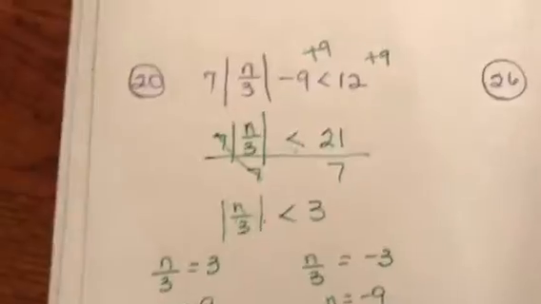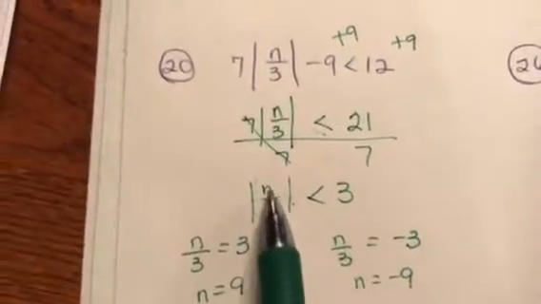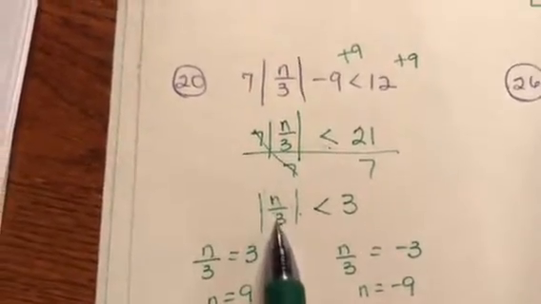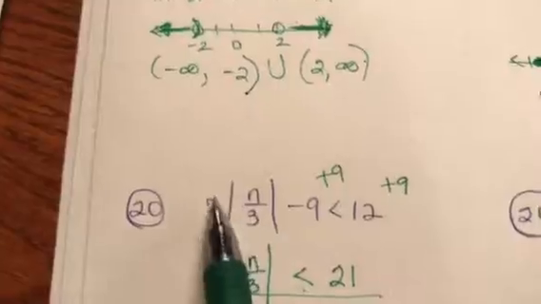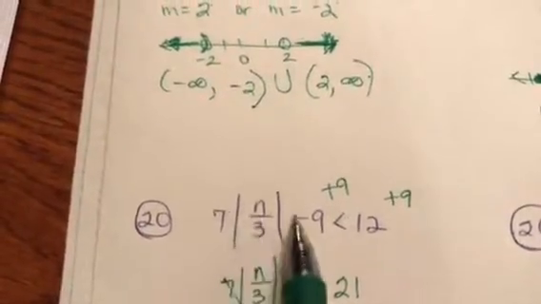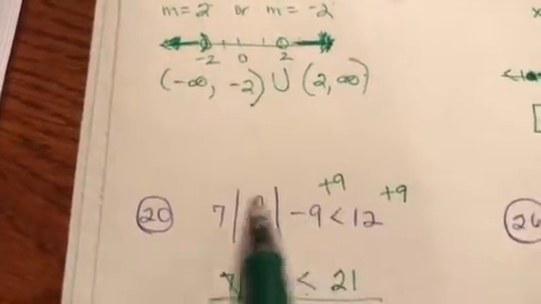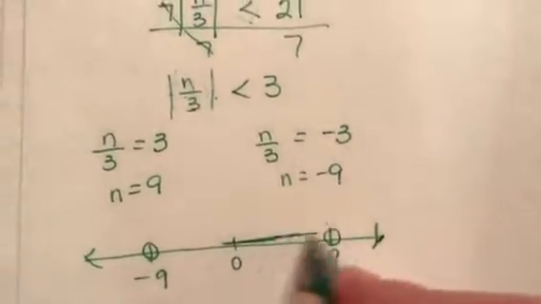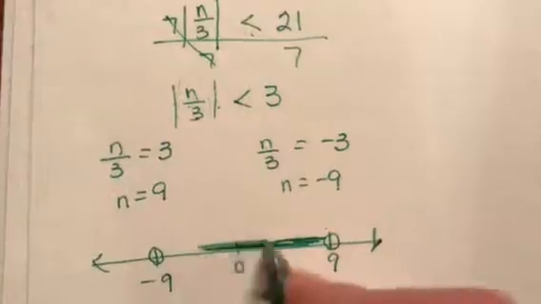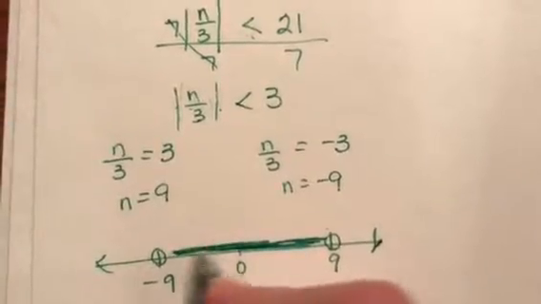Why not 0? So I could plug it in here. 0 over 3 is 0. The absolute value of 0 is 0. That's indeed less than 3. Okay? Or you could do it here. 7 times 0 is 0. 0 minus 9 is negative 9. Negative 9 is indeed less than 12. So it doesn't matter. But this is what's going to work, is everything in the middle. I'm going to shade that in.